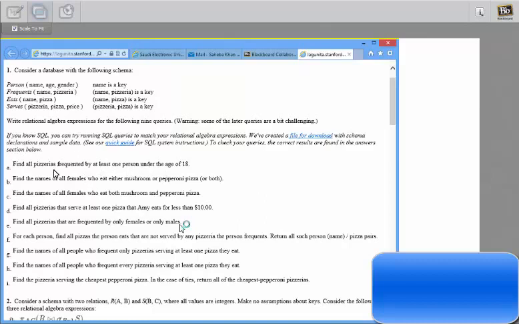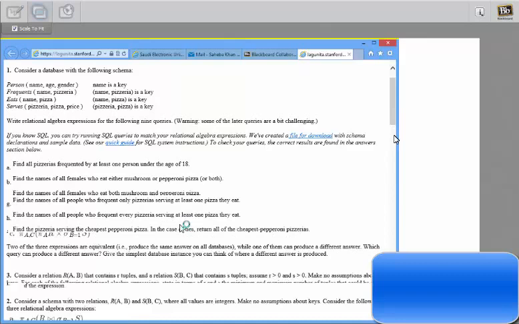For person and frequented. For what? We need to find out the pizzerias frequented by at least one person under the age of 18. That means we are collecting information from the table person, okay, for age, and frequented table for knowing the name of that pizza shop or Pizza Hut, okay? Now is it clear to all of you? Mesa, Mashail, everyone else?